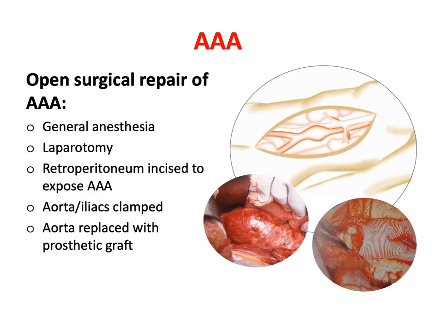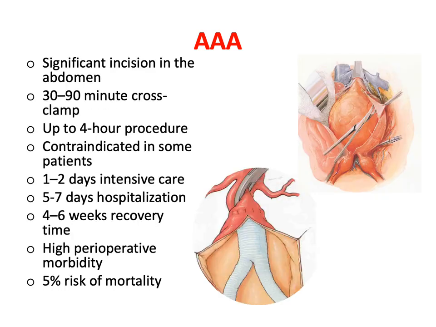Open repair of AAA: the patient requires general anesthesia, laparotomy of course, and the retroperitoneum is incised to expose the AAA. Aorta and iliac arteries are clamped. Aorta is replaced with a prosthetic graft. But this open surgical repair requires a significant incision in the abdomen, 30 to 90 minutes cross clamp of the aorta, up to 4 hours procedure. It's contraindicated in some patients, especially old patients with high risk factors and many comorbidities.